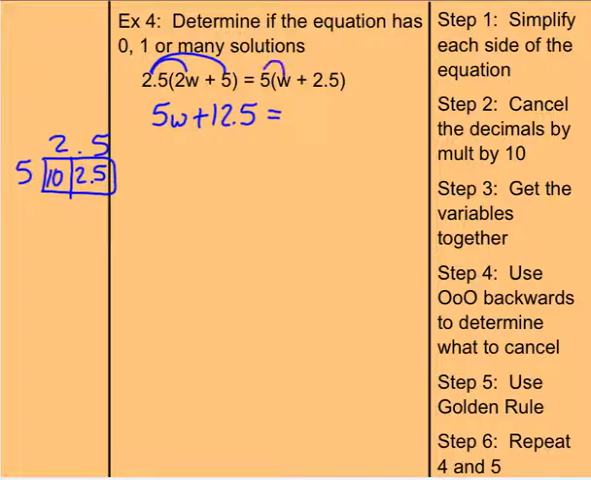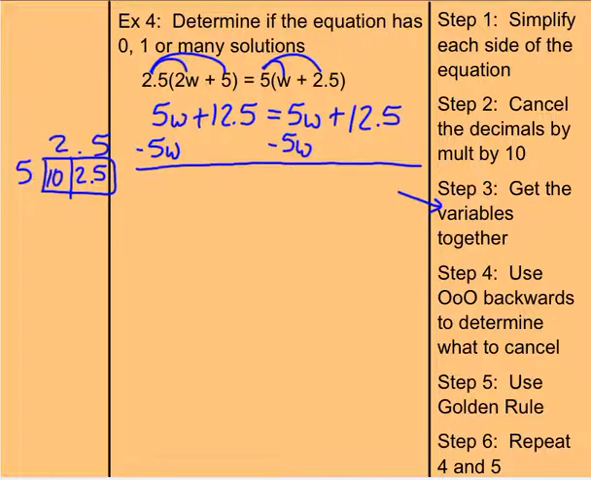Over here, 5 times W is 5W. And 5 times 2.50, we just did that and we got $12.50. Okay, so we did step 1. Step 2, we could cancel the decimals by multiplying by 10, but as I look at this, if I jump to step 3 to get my variables together, I'm going to subtract 5W from both sides.